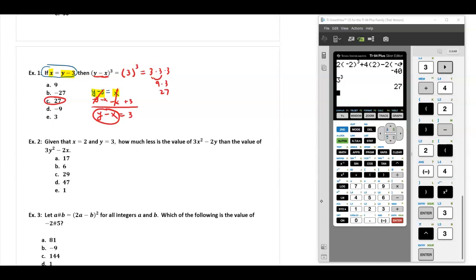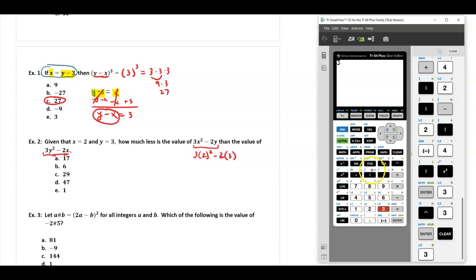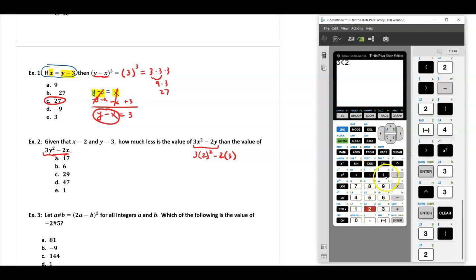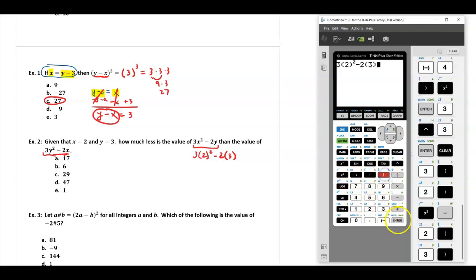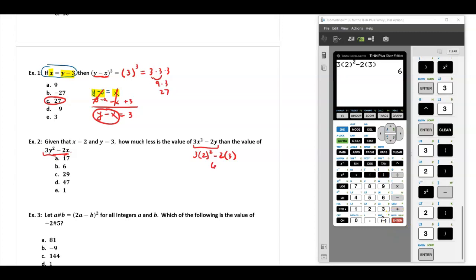Okay. The next example. Given that x equals 2 and y equals 3, how much less is the value of 3x squared minus 2y than the value of 3y squared minus 2x? So if we come over here, first thing I'm going to do is evaluate this one by doing 3 times 2 squared minus 2 times 3. So 3, open parentheses, 2 to the second, minus 2 times 3 would give me 6.